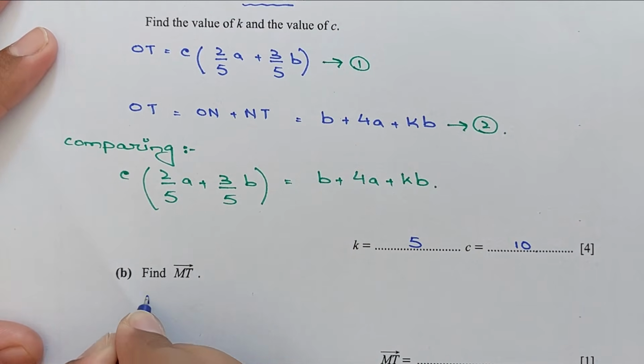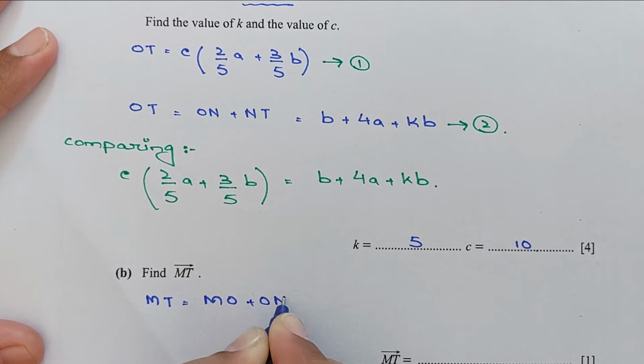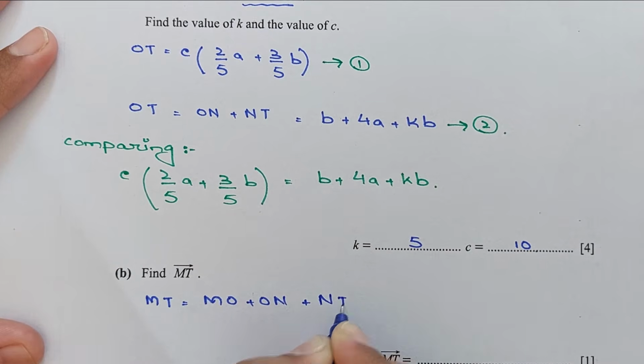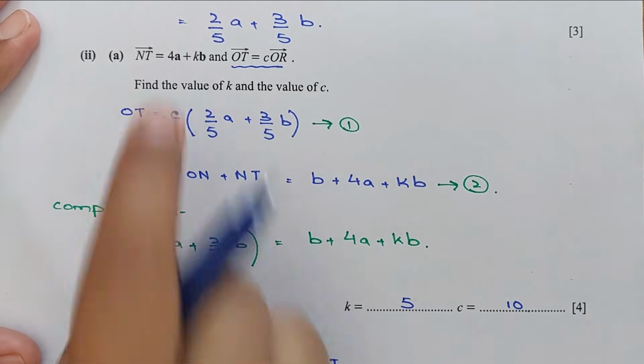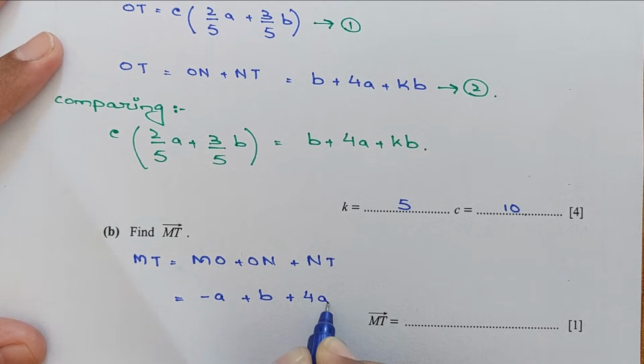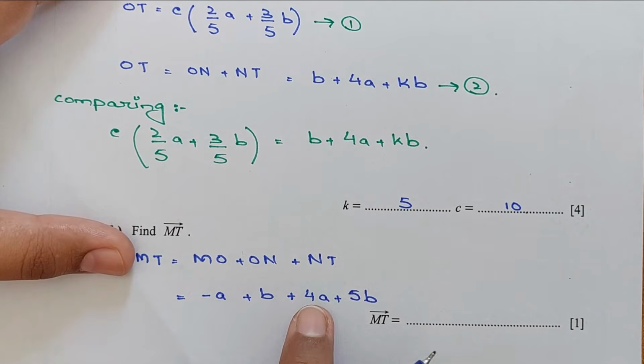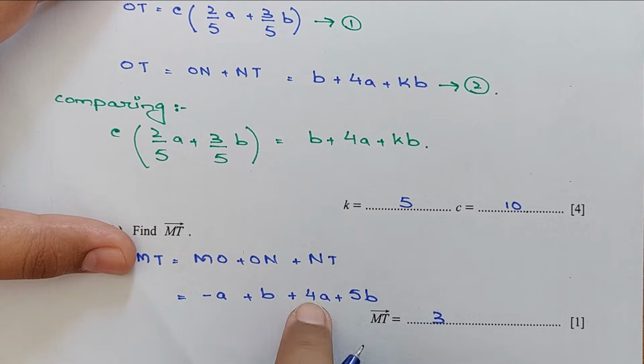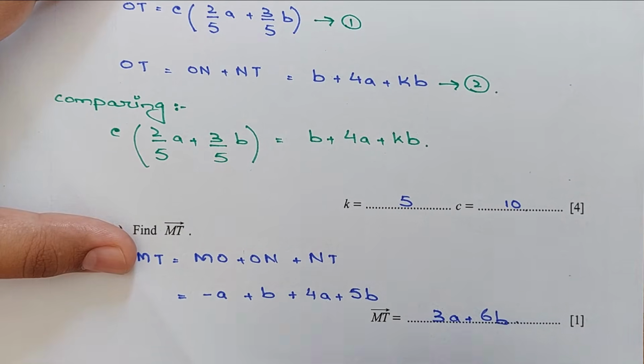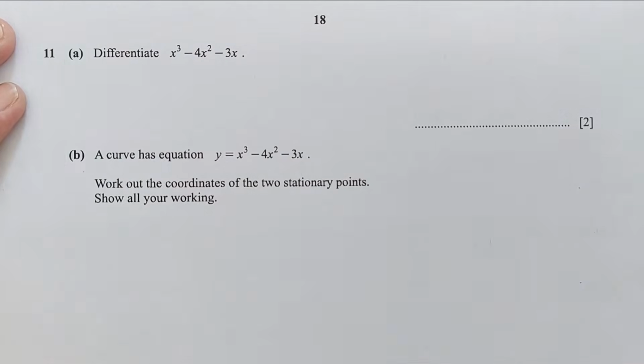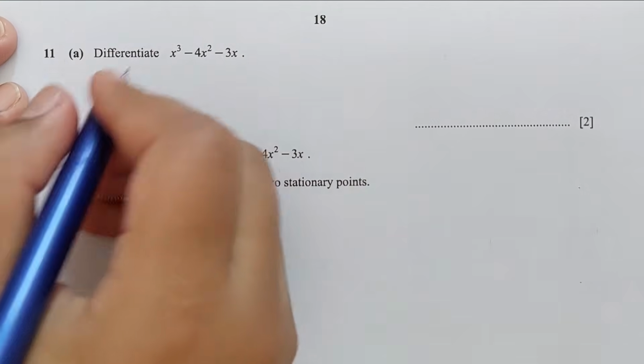Let me write down MT: MO, ON, and NT. So MO is negative a, ON is positive b, and NT we have been given in this part, which is equal to 4a plus Kb. K is 5, so 5b. Let me simplify. Now a with a: 4 take away 1 is 3, and 5 plus 1 is 6. So 3a plus 6b.